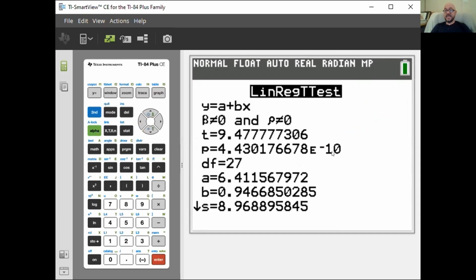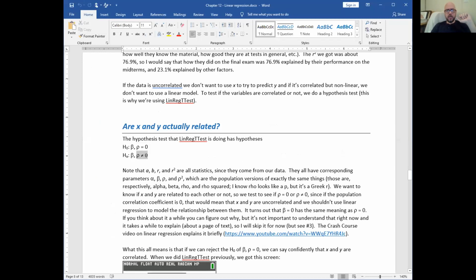Calculate it, and my p-value is tiny, really, really tiny, right? 4.43 times 10 to the -10. So there are 9 zeros. There's a decimal place, then 9 zeros, and then 443. So that tells me that this p-value is tiny, and I want to reject my null hypothesis, which is sort of good, because that means that we think rho is not equal to 0, which is to say our X and Y are correlated, right? Small p-value means correlated. Big p-value means not correlated.